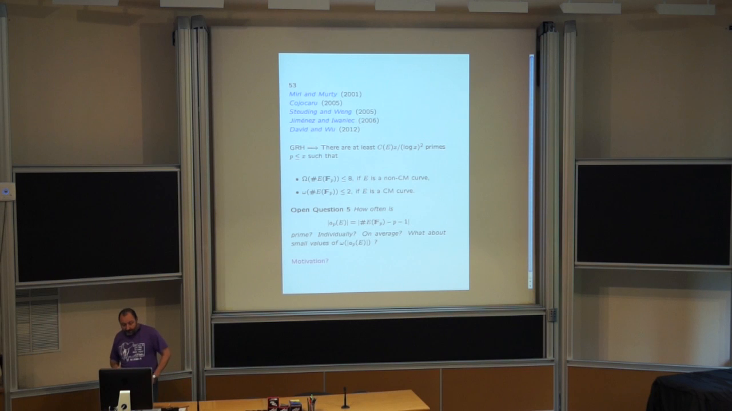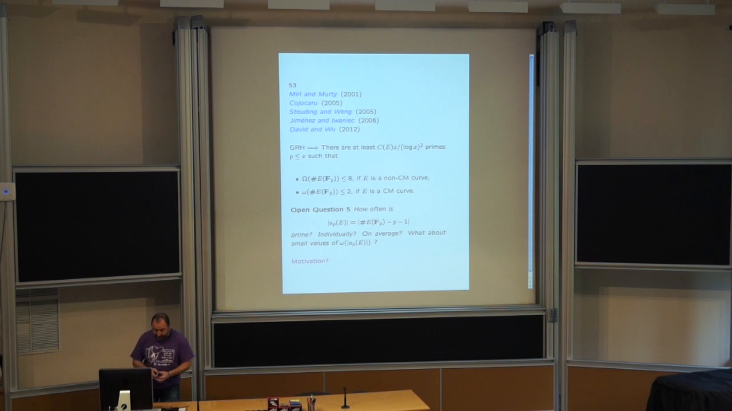Well, you can modify this question a little bit and ask the same question, the question of primality, not for the number of points, but for the trace. And again, you can modify this question, you can relax it, you can massage it in different forms, ask what happens individually, on average, what about small values of omega, what about large prime divisors of this quantity. There's a whole spectrum of questions you can address.